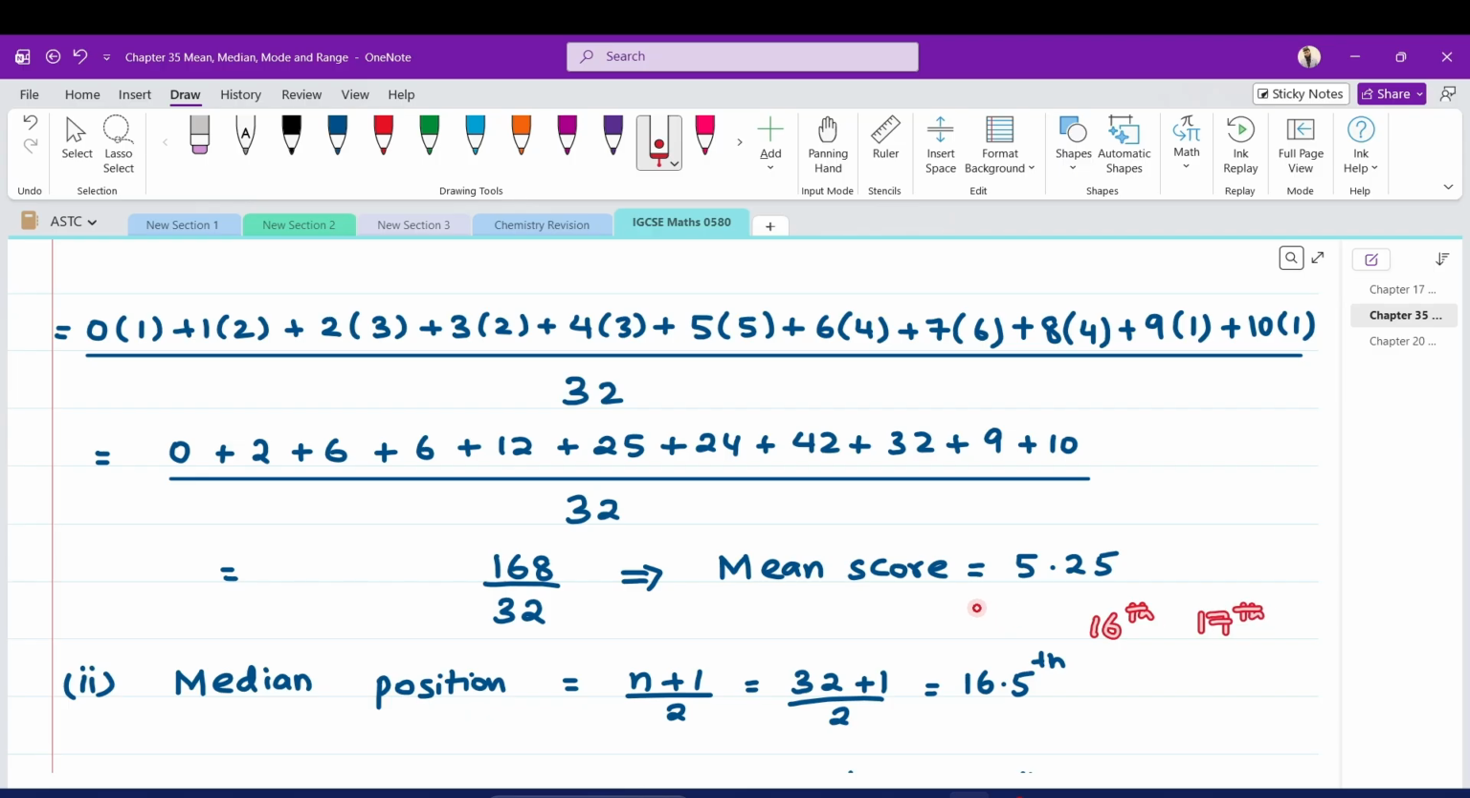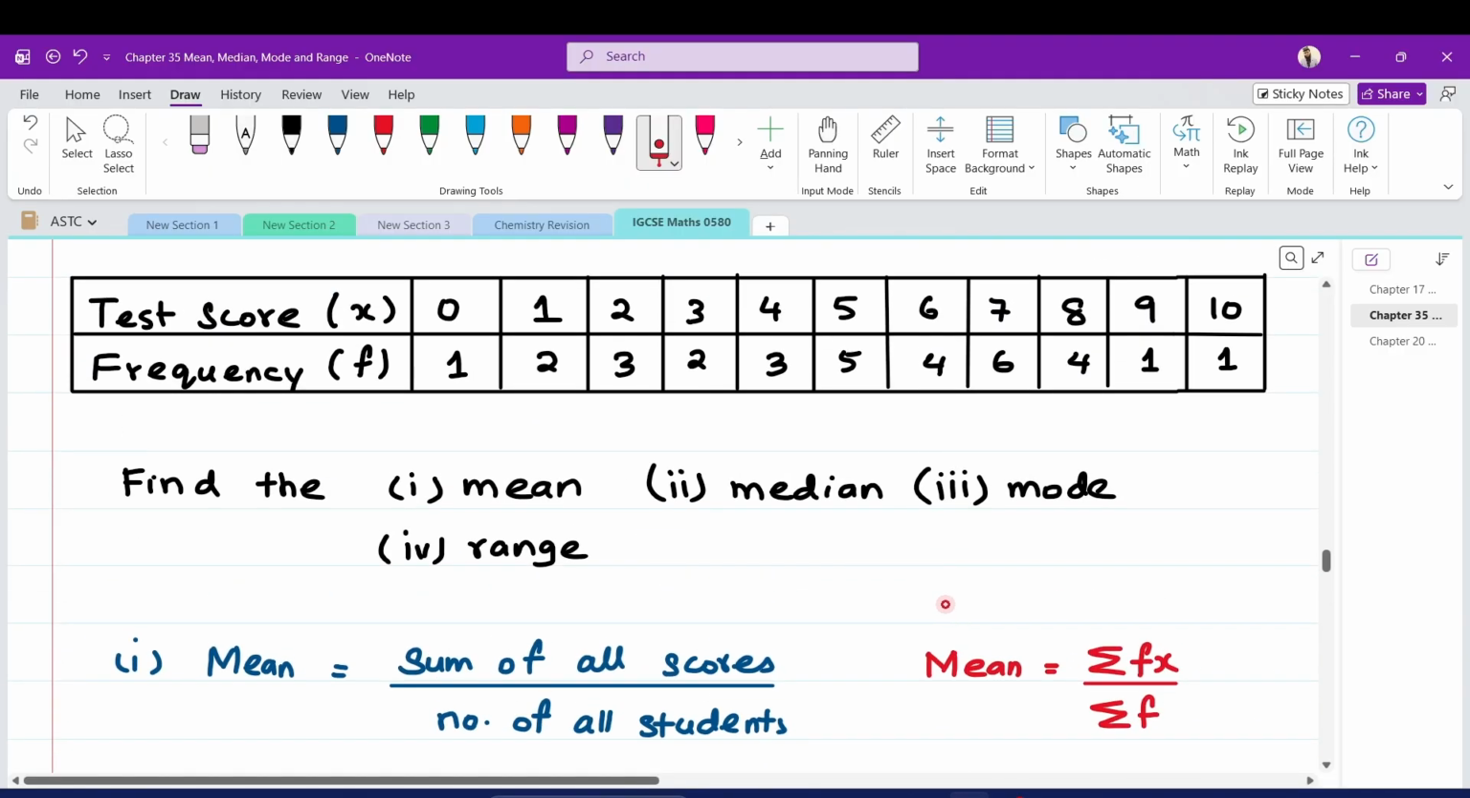Okay, so when your data is arranged in ascending order, it will be between the 16th and 17th term. Now, in order to find that, there is an additional piece of information that we need to work out, that is called cumulative frequency. Cumulative frequency is just the addition of the frequency values. So the first one is going to be the first term.